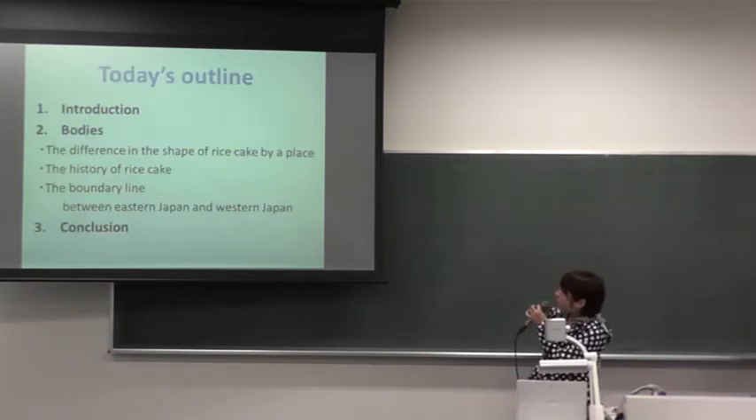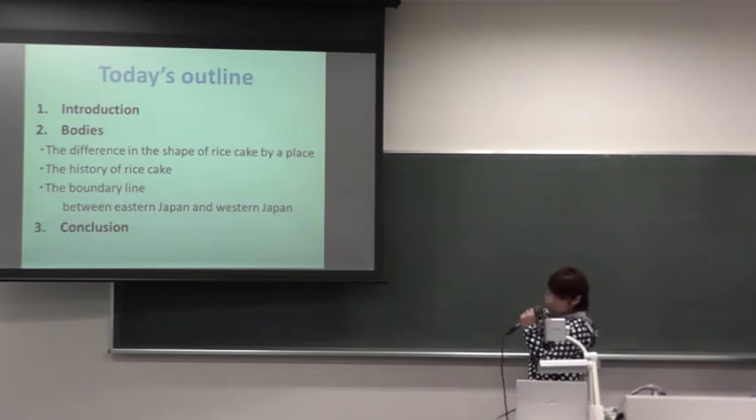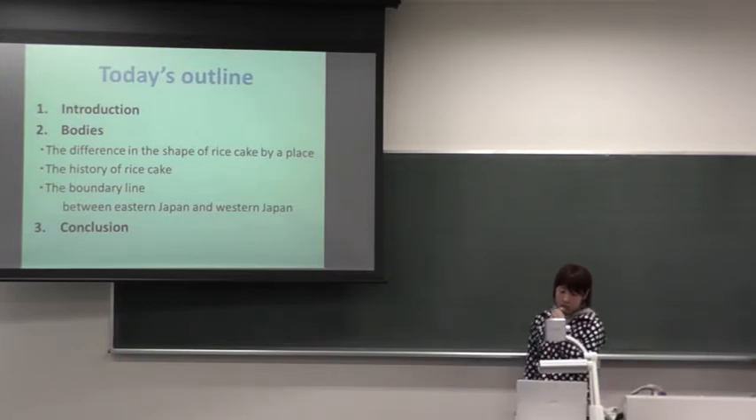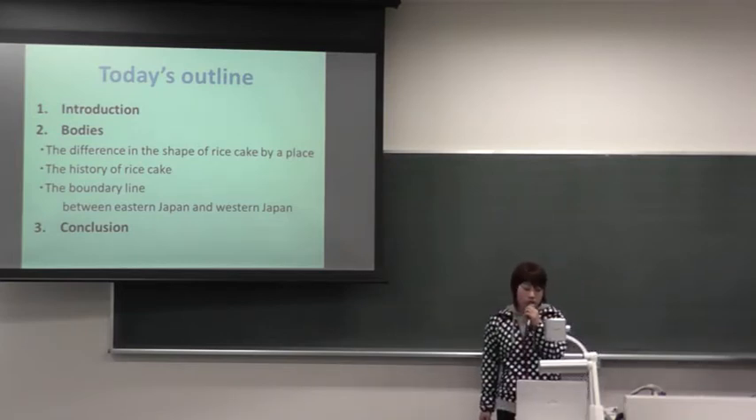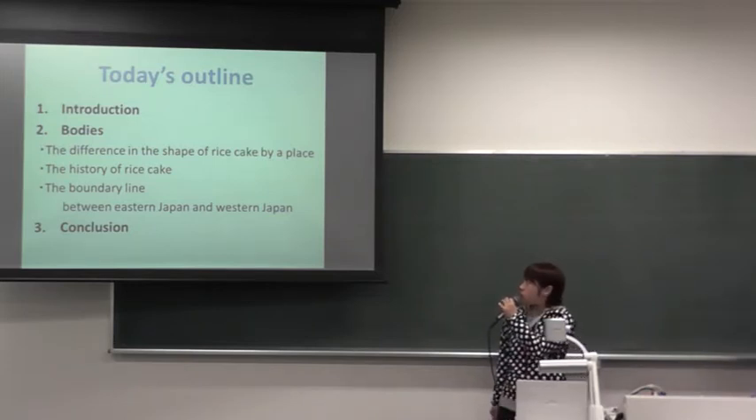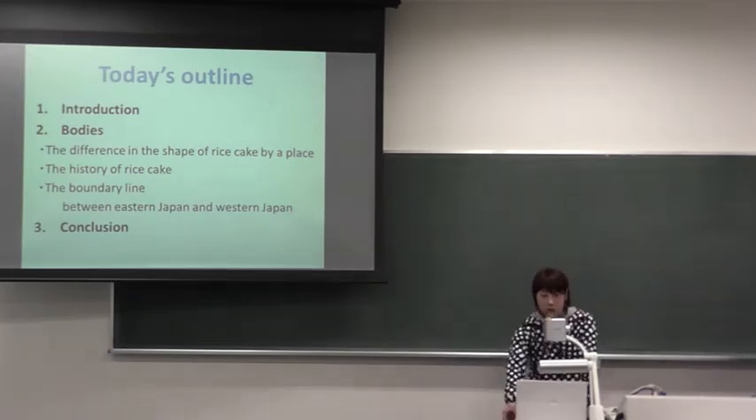First, I will show you today's outline. First, I'd like to introduce my presentation. Second, I will show the difference in the shape of rice cake by a place. Third, I will talk about the history of rice cake. Fourth, I will show the boundary line between Eastern Japan and Western Japan. Finally, I conclude my presentation. Now, let's start.